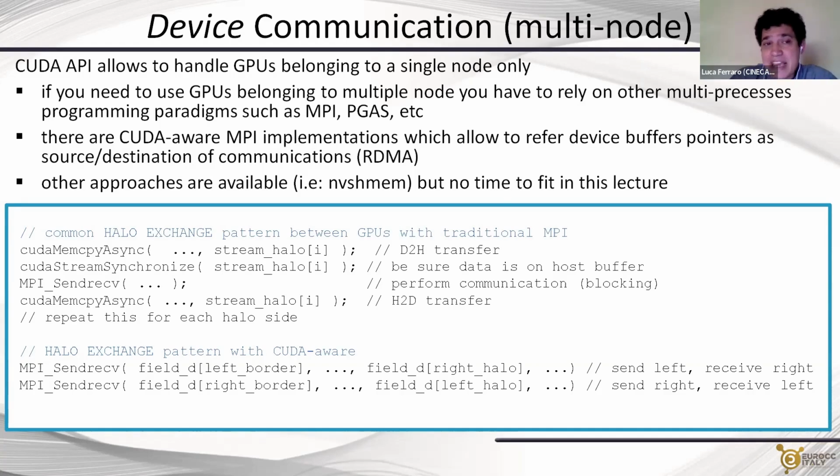Multiple node, you have to rely on other programming paradigms such as MPI, PGAS, and so on, okay? Even in that case, you can control multiple GPU belonging to the process that runs on different nodes. If you want to run on other node, probably you want to exchange halos, for example, using MPI send receive. Okay, for those who know MPI, the MPI send receive is just a communication between processes belonging to different nodes in general, which exchange a message.